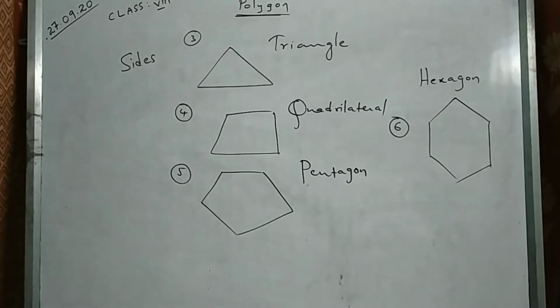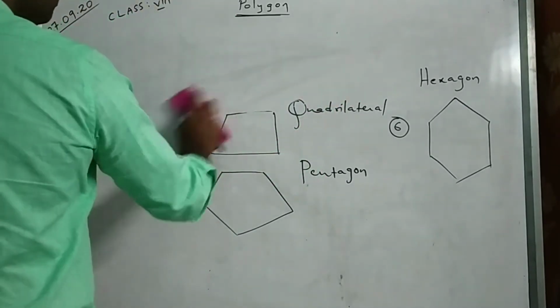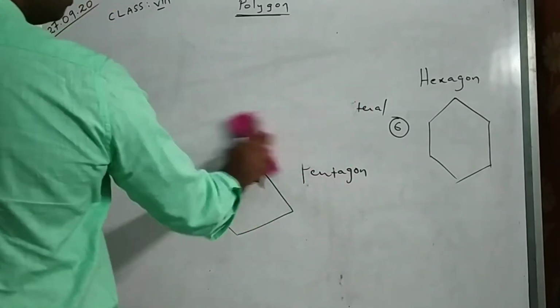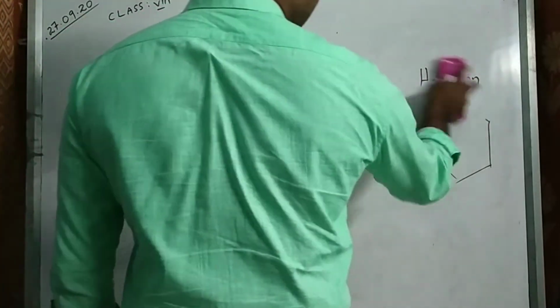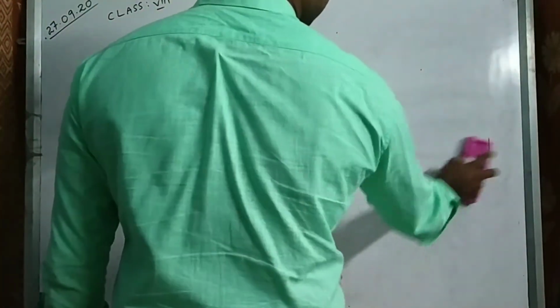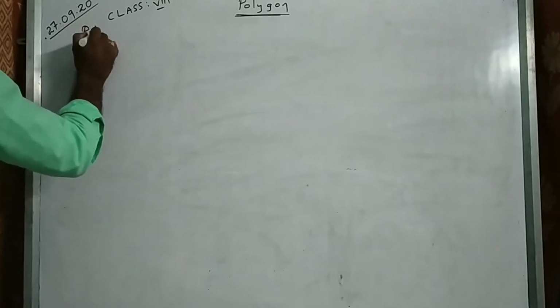Okay. What is a polygon? We will see the definition now. Actually, we have 2 types of polygons here. Convex polygon and concave polygon. I will just tell you it. So, first, what is a polygon? I will write the definition here.